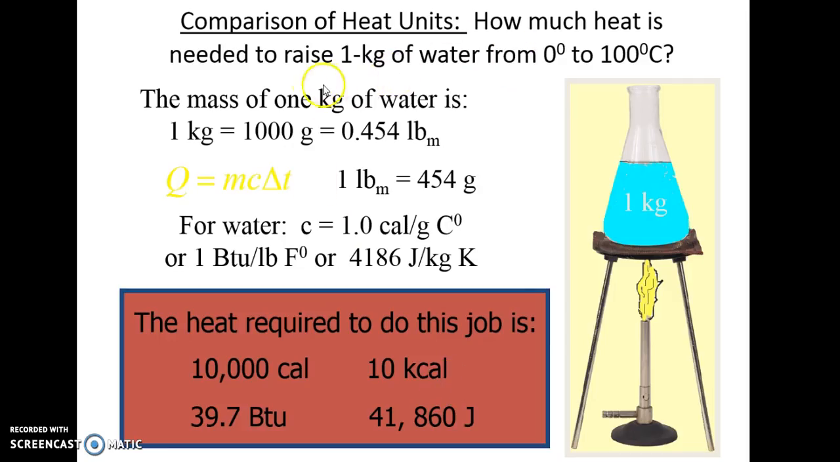So how much heat is needed to raise 1 kilogram of water from 0 to 100 degrees centigrade? We are given 1 kilogram is 1,000 grams, and it's also equal to 2.2 pounds. 1 pound is 454 grams. So for water, C equals 1 calorie per gram per degree, or 1 BTU per pound per degree. So the heat required to do this job is 100,000 calories, or 100 kilocalories, 397 BTUs, or 418,600 joules.